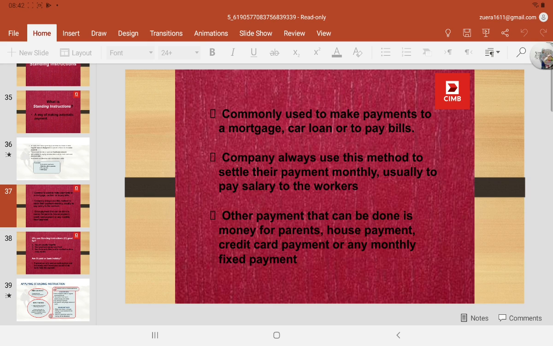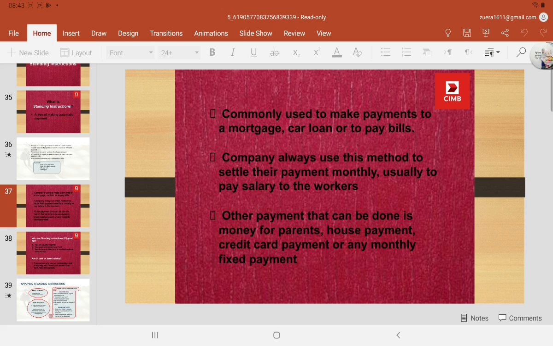Okay, so the standing instruction is commonly used to make payments, for example a mortgage loan, car loan, or paying bills that have a fixed amount, not a variable amount. Companies also use this method to settle payments monthly, usually to pay salaries to workers. For example, if company employers want to pay a fixed payment monthly to their workers, they can also use the standing instruction.